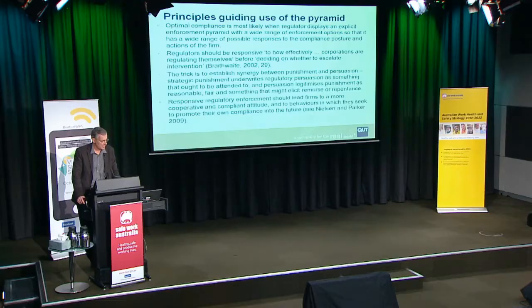And the third big idea is that there's a real trick to responsive enforcement, and there's a synergy between punishment and persuasion. So why does persuasion work? Persuasion will work because it's underwritten by the possibility of punishment. Why is punishment legitimate? Because it's legitimized by the underpinning posture of advice and persuasion and cooperation. And the two work together in synergy.